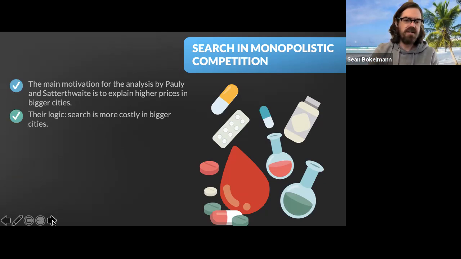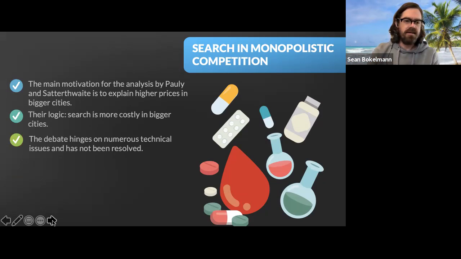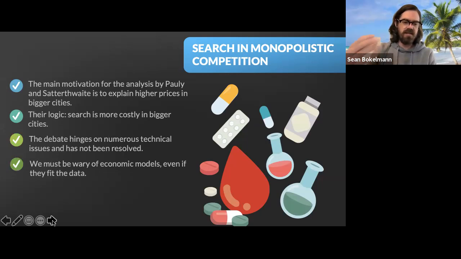And their logic, again, comes from the assumption that search is more costly in bigger cities. But there's a lot of debate still in this realm of health economics, and the debate kind of hinges on a few technical issues, and unfortunately, at this point in time, the issues haven't been clearly resolved. And so, when thinking about this research, we need to be careful and ask ourselves: is it just a coincidence that the models are able to explain the data? Is there something that we're missing?